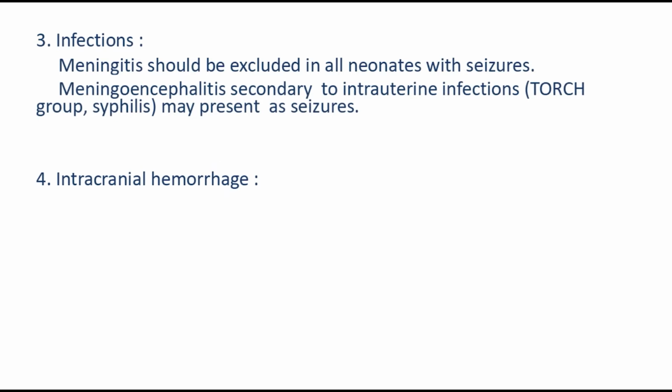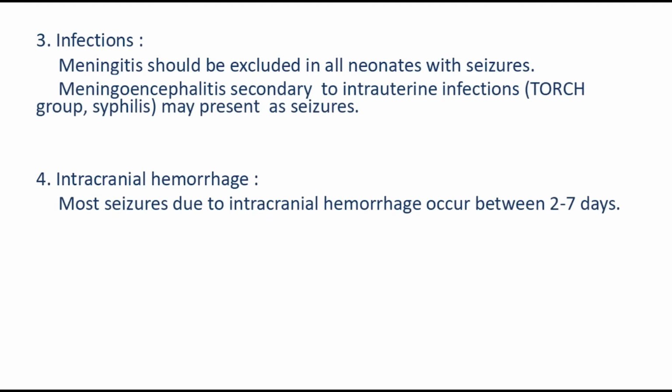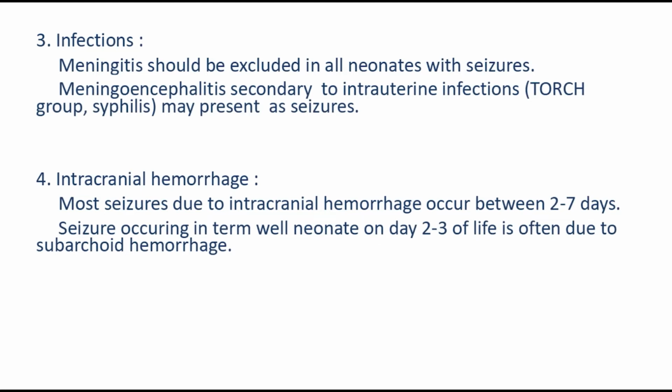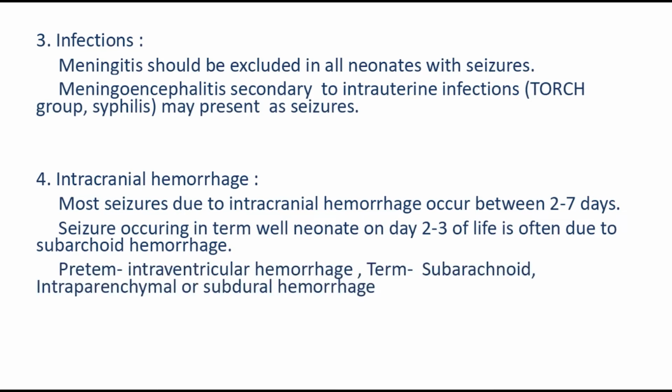Fourth one is intracranial hemorrhage. Most seizures due to intracranial hemorrhage occur between 2 to 7 days, and seizures occurring in a term well neonate on day 2 to 3 of life are often due to subarachnoid hemorrhage. Preterms have intraventricular hemorrhage; terms usually have subarachnoid, intraparenchymal, or subdural hemorrhage, and very rarely extradural hemorrhage, which is not usually seen.